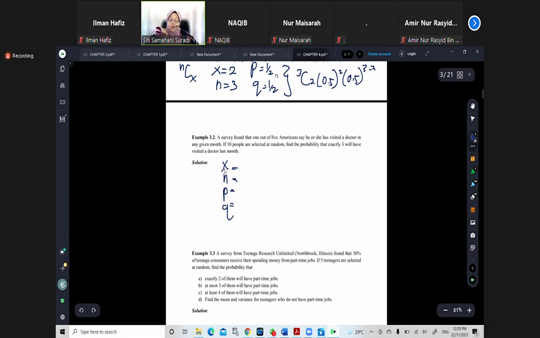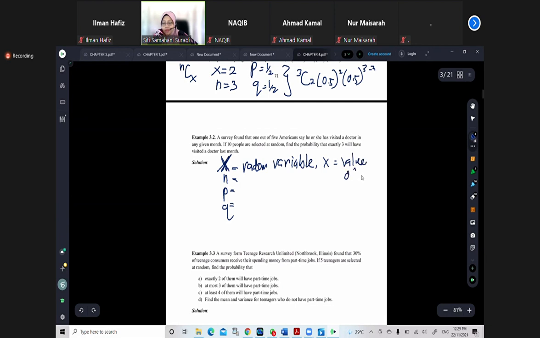What is the possible of X? What is the random variable of X from this equation? Class, how do you find the random variable from this equation? X is the random variable. Small x is the value of the random variable. So X now.